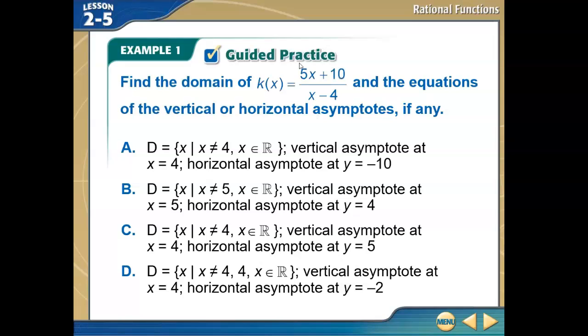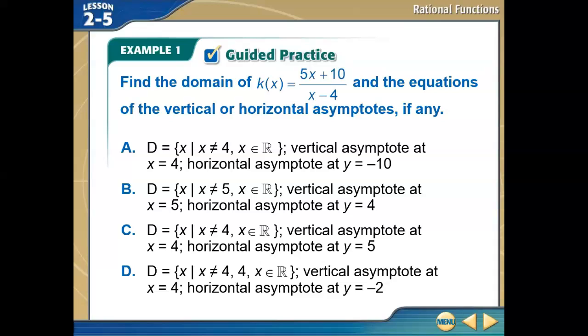Okay, here we got an easy one. It's easy because it's already factored in the bottom. So where are our vertical asymptotes going to fall? Well, the only number that makes the denominator 0 is 4. So x cannot equal 4. So that means we have a vertical asymptote at x equals 4.